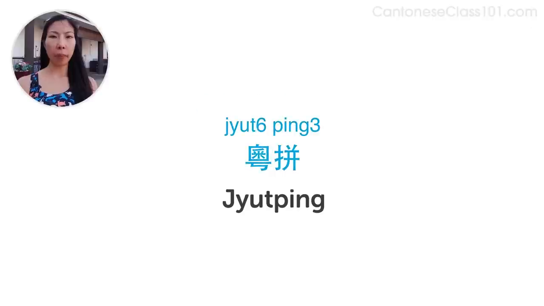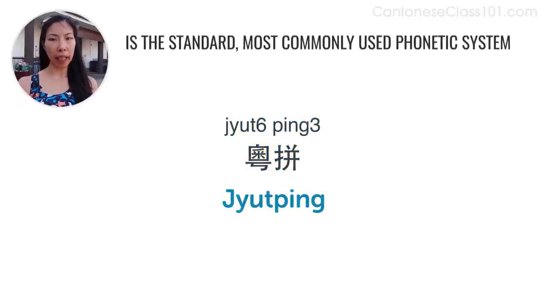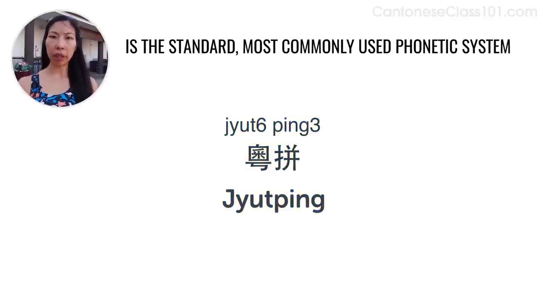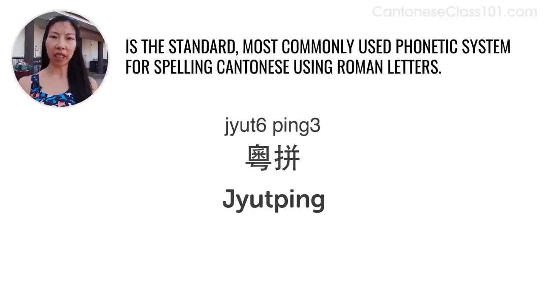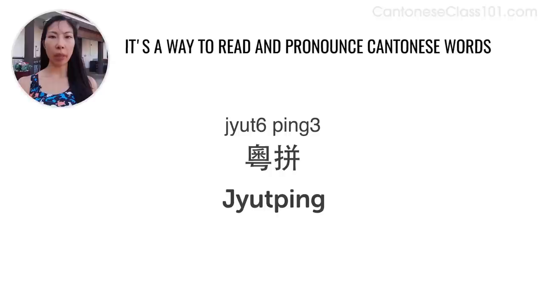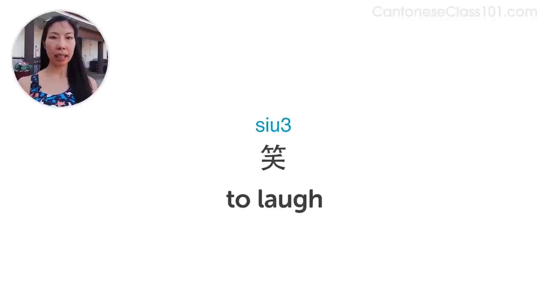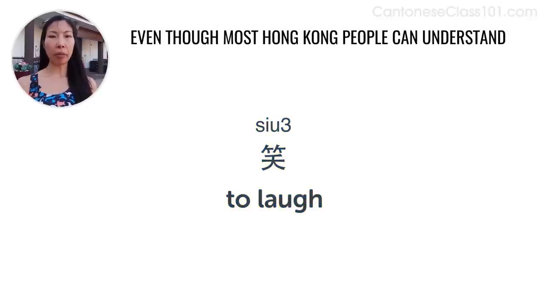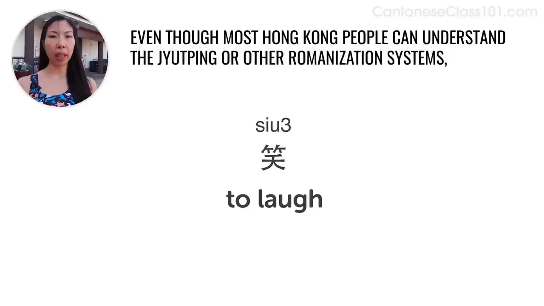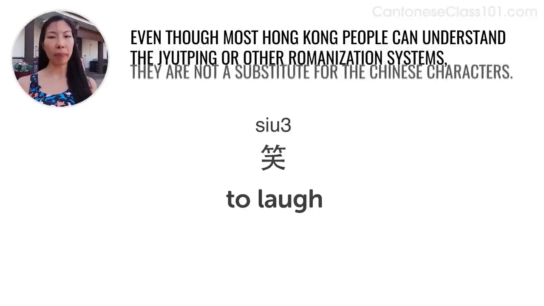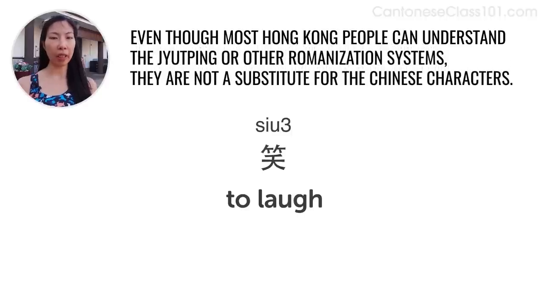Yutping is the standard, most commonly used phonetic system for spelling Cantonese using Roman letters. It's a way to read and pronounce Cantonese words through English letters and tone numbers. For example, SIU3, as in to laugh, is the yutping for this character. Even though most Hong Kong people can understand yutping or other romanization systems, they are not a substitute for the Chinese characters. Let's get into more details.